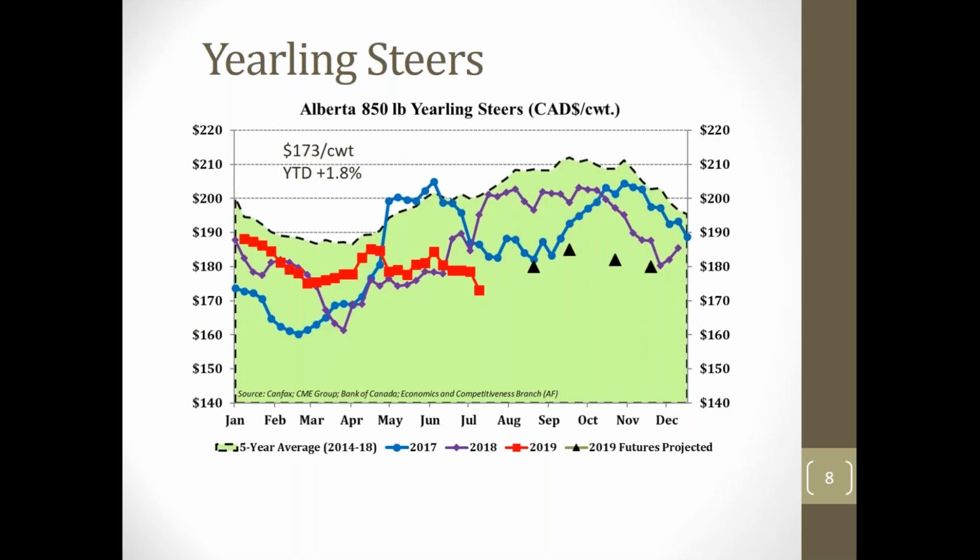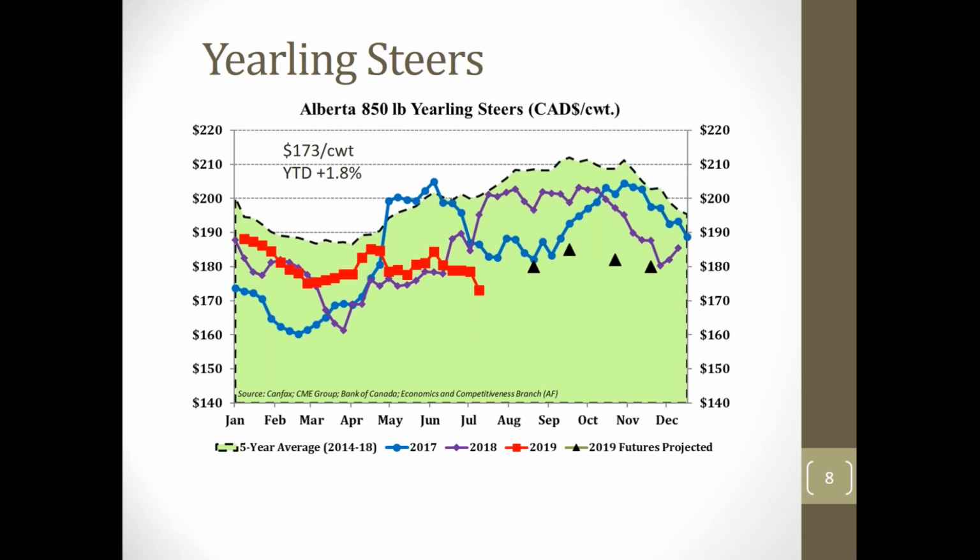On yearling steers last week, we were averaging 173 a hundredweight. That's about $14.70 per head for an 850-pound yearling. Year to date, we are averaging about 180 per hundredweight. That's up about 2% from a year ago, but we're still about 7% below the 5-year average on a year-to-date basis.